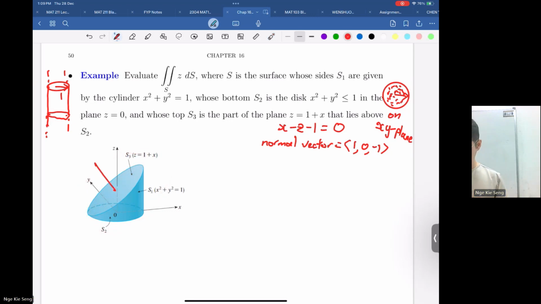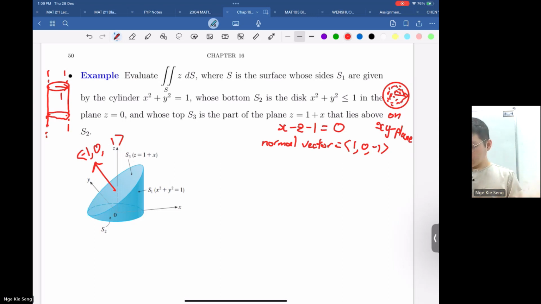So here is the vector 1, 0, 0. If I point it in this way, the other one, 1, 0, minus 1, should point the other way.